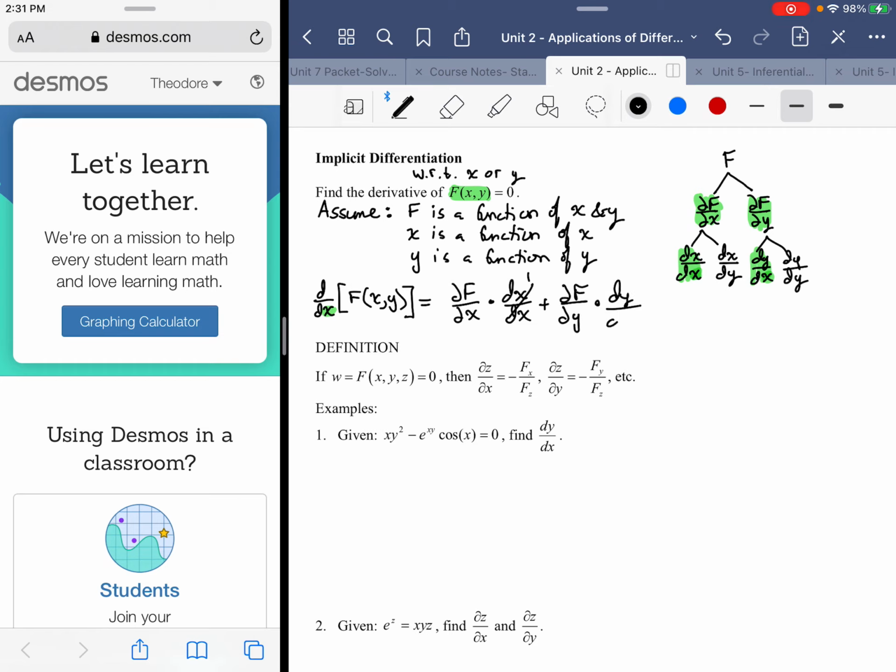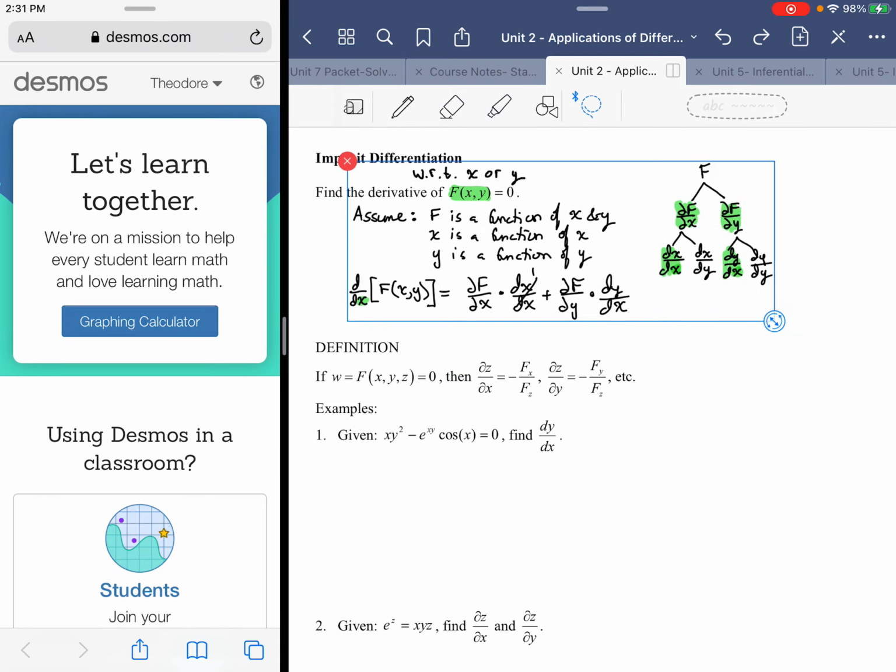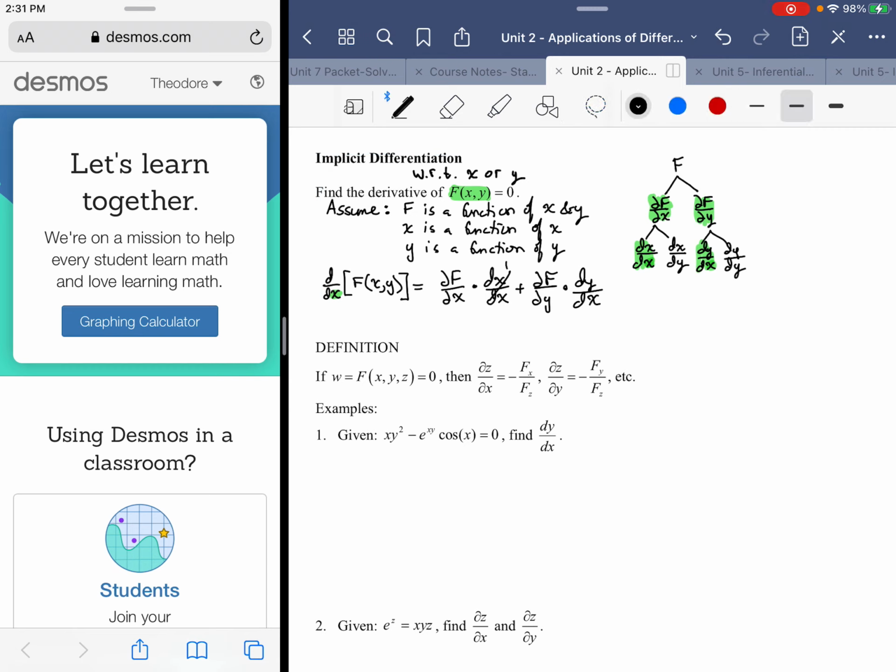times dy dx. Now they said find the derivative where the function is equal to 0. So the assumption here is if I want the derivative of this whole equation, I would assume that I'd be taking the derivative of the right-hand side also. But that's easy enough. The derivative of 0 is equal to 0, no matter what the variable is. So d dx of 0 would be equal to 0.